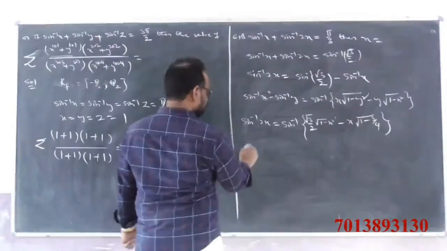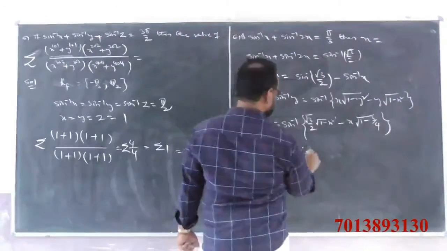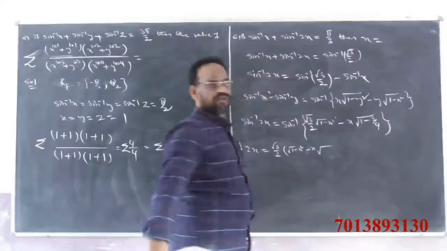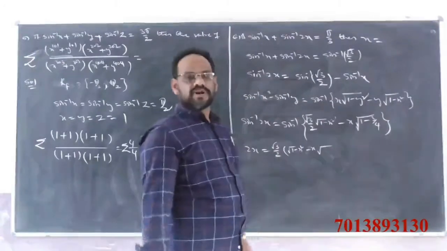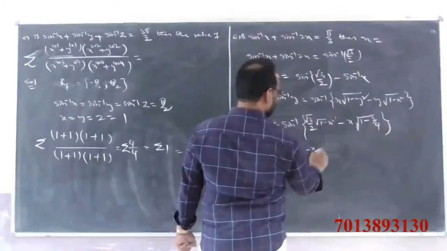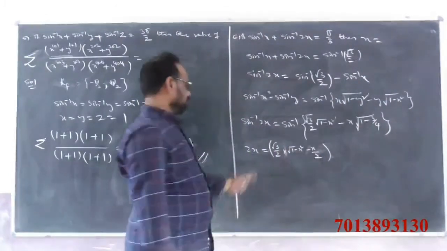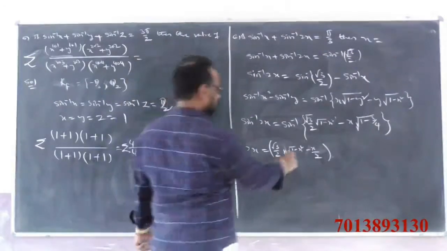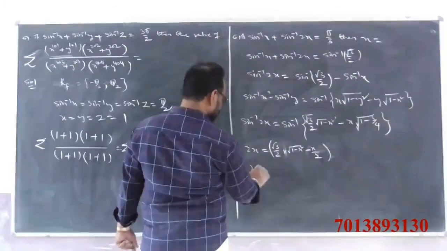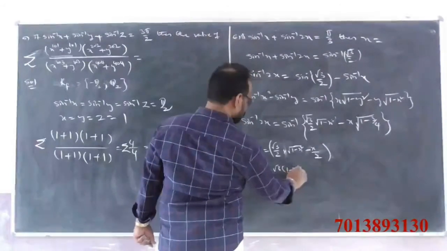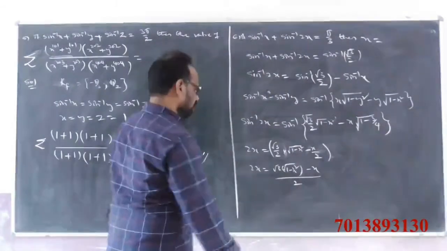So if you compare LHS and RHS, 2x is equal to square root of 3 by 2 into square root of 1 minus x square minus x into square root of 4 minus 3 by 4. 4 minus 3 is 1, so 1 by 4, and square root of 1 by 4 means we get 1 by 2. So we want the x value. Taking LCM, 2x is equal to square root of 3 into square root of 1 minus x square minus x by 2.